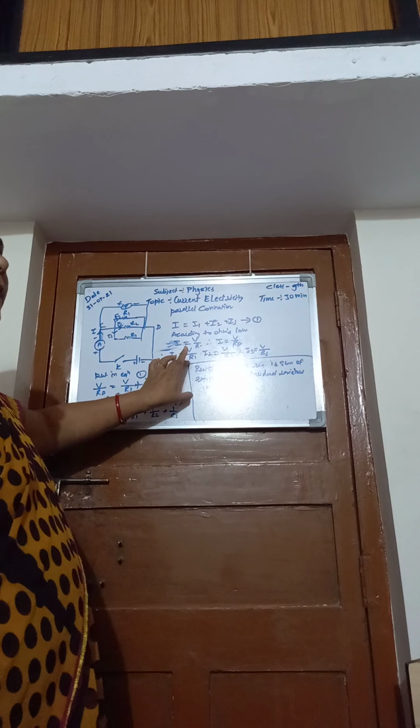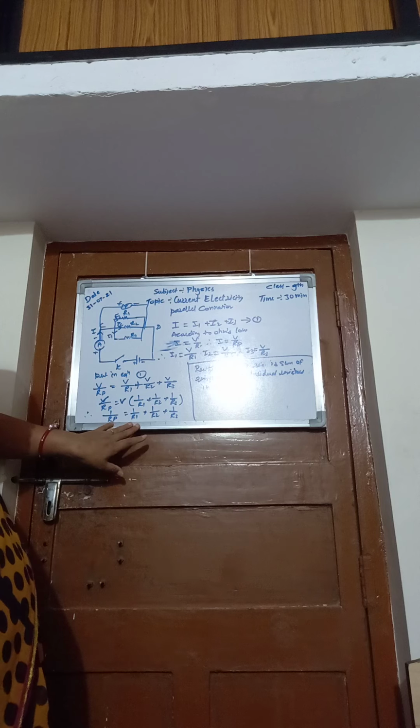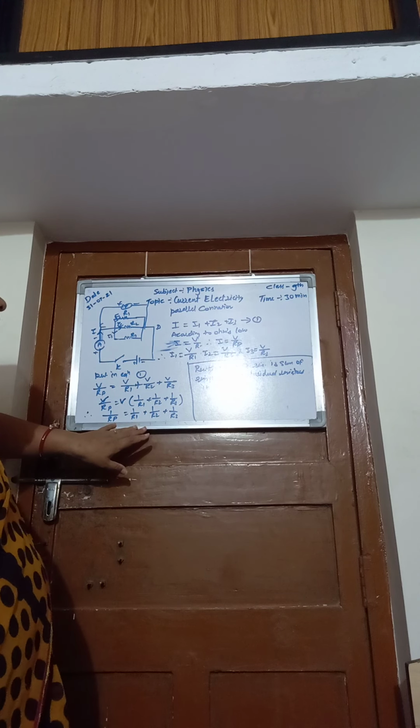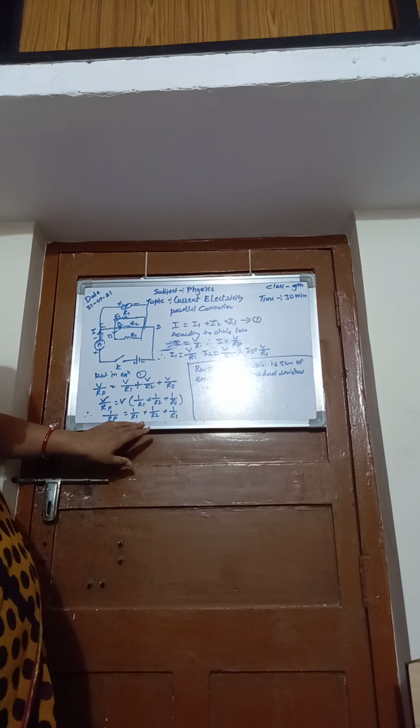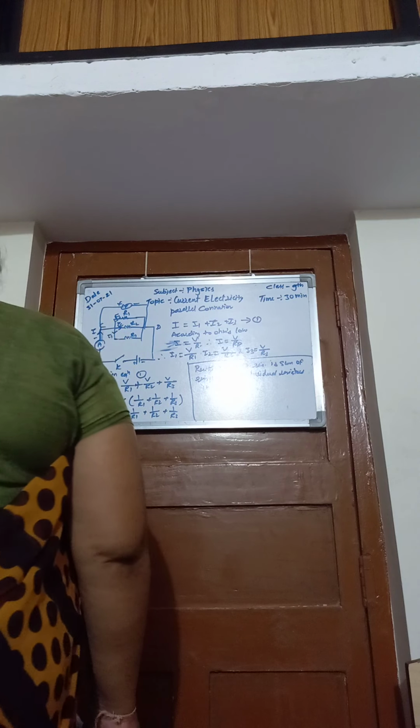Okay, this is the main point. If we have to calculate equivalent resistance in a parallel connection, then take the reciprocal of the equivalent resistance and sum the reciprocals of all the individual resistances. Okay. Then we will take some problems based on it.